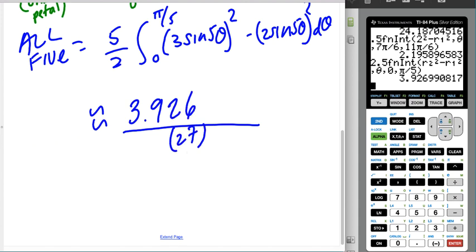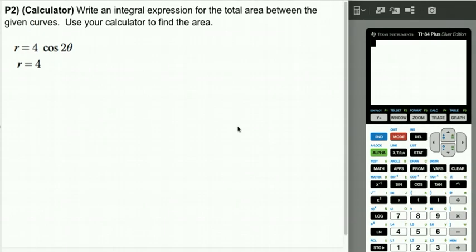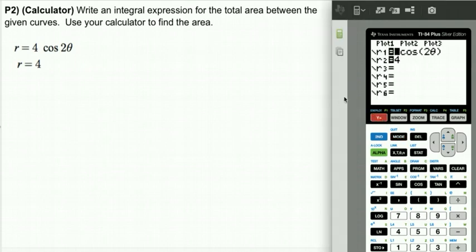All right, let's do a couple more. We're going to do the same concept, but with P2. Let's do a P2 similar to E2. So here we have 2 polar curves. I've already taken the luxury of putting them in the calculator.